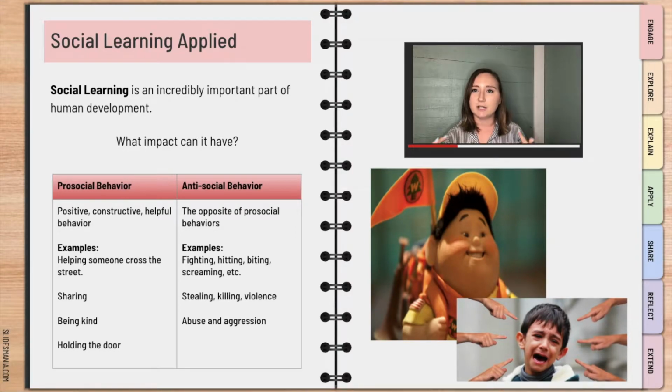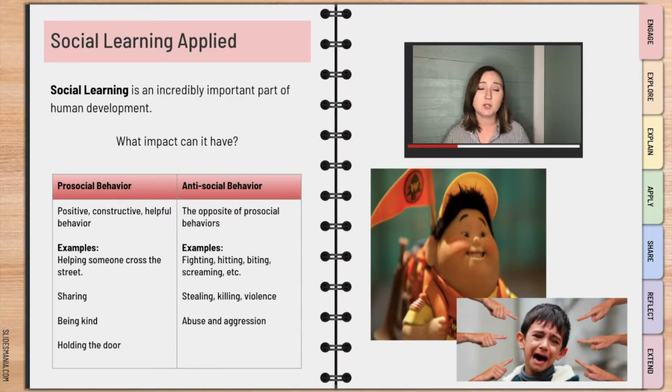Let me clarify something. Antisocial does not mean introverted. It doesn't mean that you don't like to be around people or that you're drained around people. Antisocial is behaviors that are against societally acceptable norms. So these are things like fighting, hitting, biting, screaming, things that people look at you and like, why are you doing that? Those are antisocial behaviors. Stealing, killing, violence, they can get to extremes, abuse, aggression, teasing. So that's why the picture here on the slides of the little boy being teased, those are antisocial behaviors.